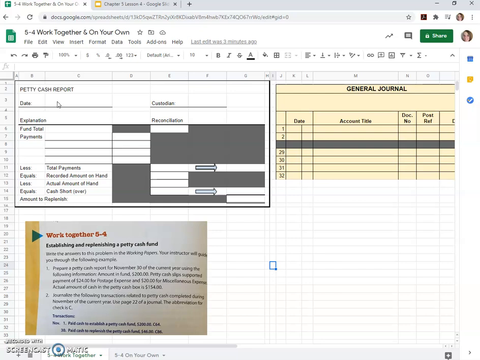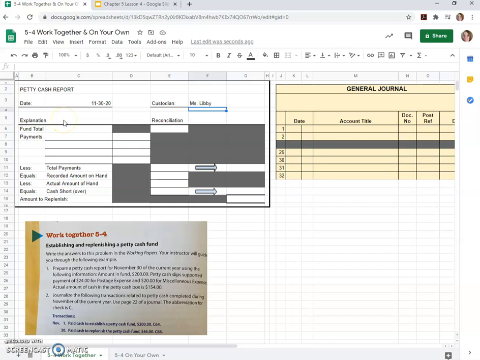So step 1 is write the date. According to our problem, the date is November 30th. So I'm just going to type in 11/30 of 20 because I'm doing this in 2020. And then secondarily, the custodian name, that's you. So I'm just going to go ahead and sign it with my name. Your name would go there, first and last.